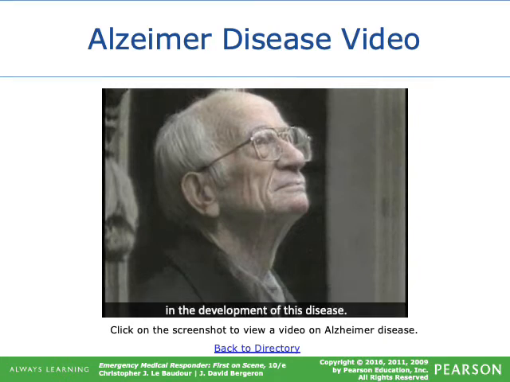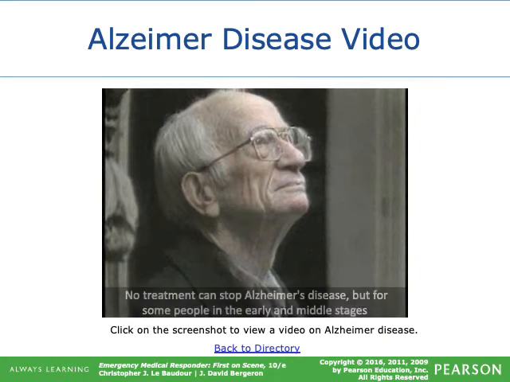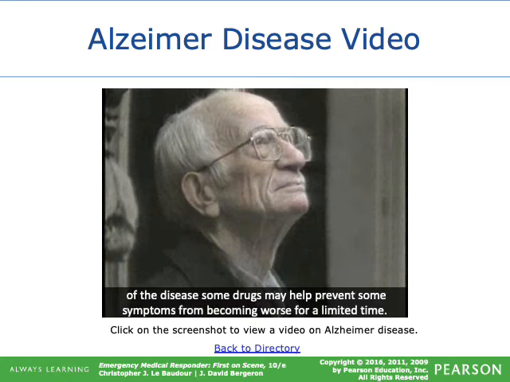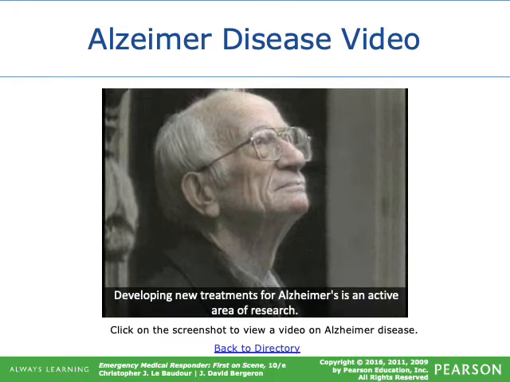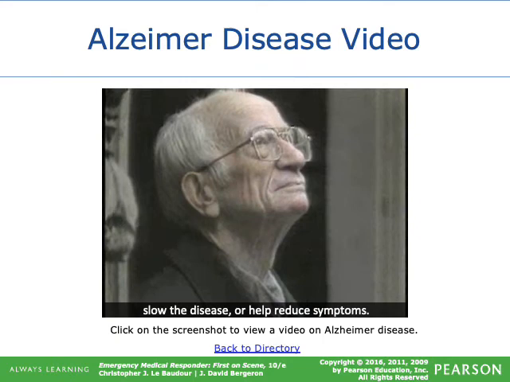No treatment can stop Alzheimer's disease. But for some people in the early and middle stages of the disease, some drugs may help prevent some symptoms from becoming worse for a limited time. Developing new treatments for Alzheimer's is an active area of research. Scientists are testing a number of drugs to see if they can prevent or slow the disease, or help reduce symptoms.